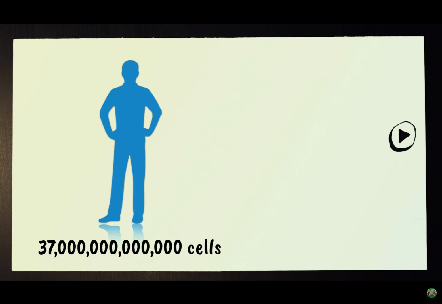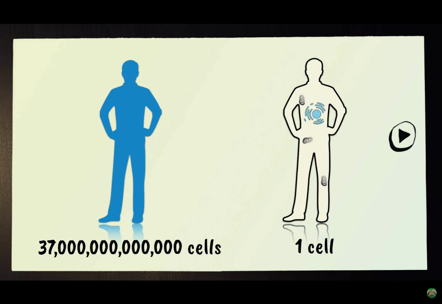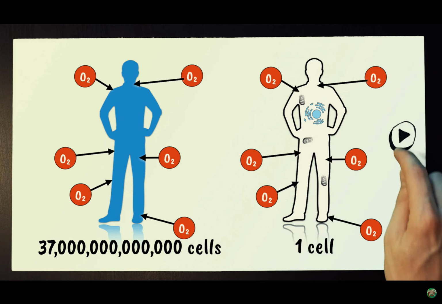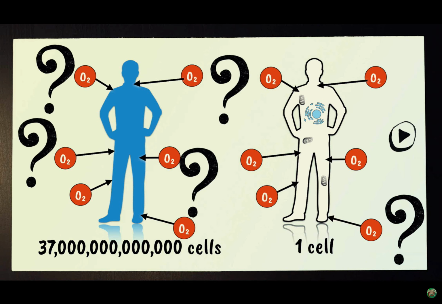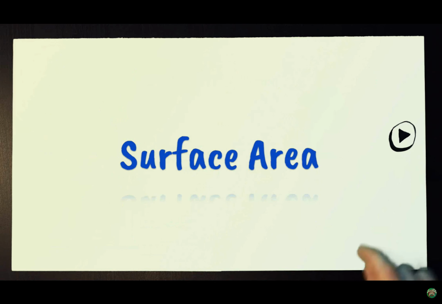But why are larger organisms made of many cells, rather than a single giant cell? And why do we need such advanced transport systems, rather than simply allowing materials like oxygen to diffuse from the air through our skin to all of our body cells? The problem is surface area.